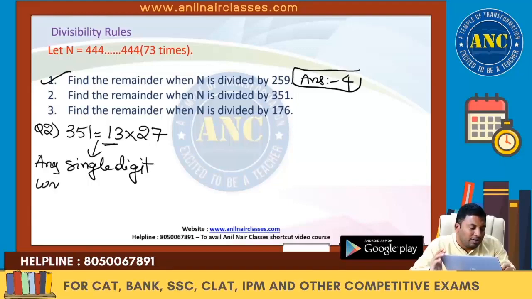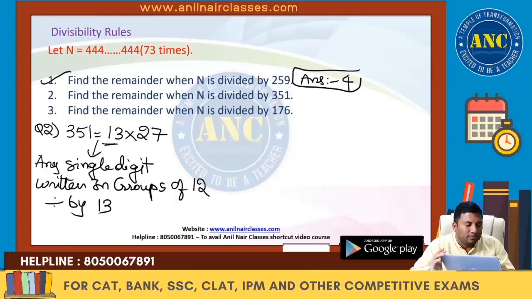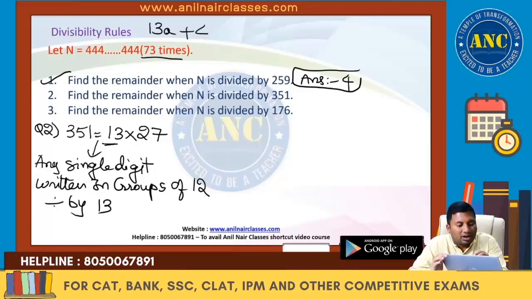Any single digit written in groups of 12 is always divisible by 13. That is what we had said. Any single digit written p minus 1 times is always divisible by p if p is prime. So 73 is 12 6s are 72. Remainder 1, 4 is left. That means when a number is divided by 13, I got 1 4 left. 13a plus 4. Next one, 27.